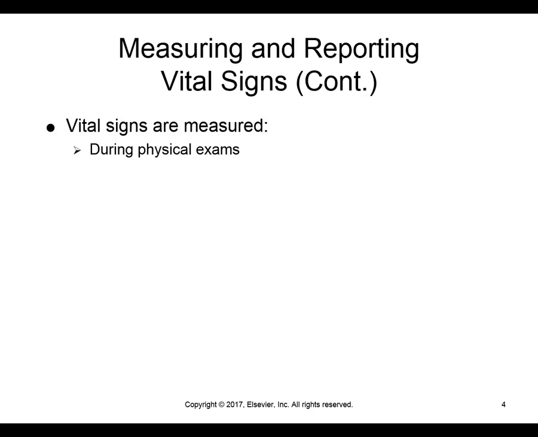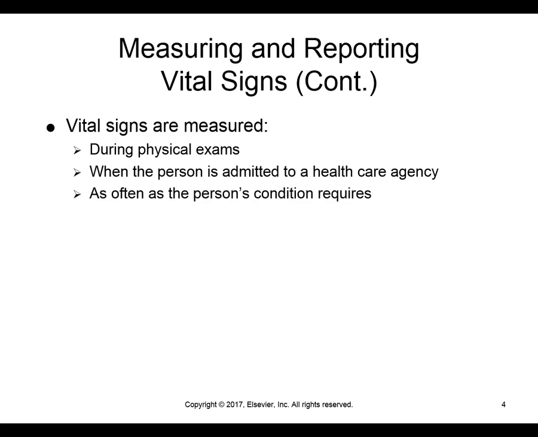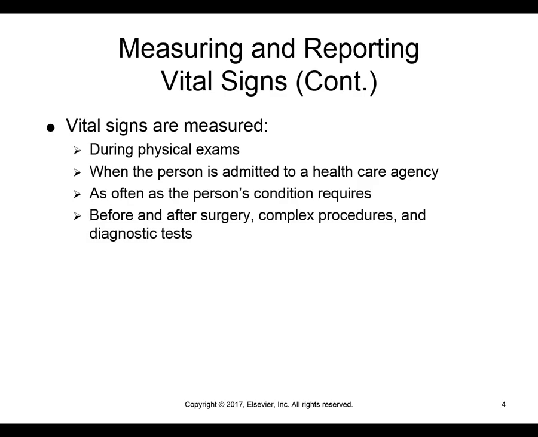Vital signs are measured during physical exams when the person is admitted to a healthcare facility, and as often as the condition requires. Sometimes you have to change the frequency of vital signs based on the patient's condition. Before and after surgery or complex procedures or certain diagnostic tests, vital signs will be ordered. After surgery, the frequency can go from every 15 minutes to every half hour to every hour to every 2 hours to every 4 hours. So there's a time frame after surgery where vital signs are taken very frequently, and that's to make sure that the patient is recovering from surgery without any vital sign problems.